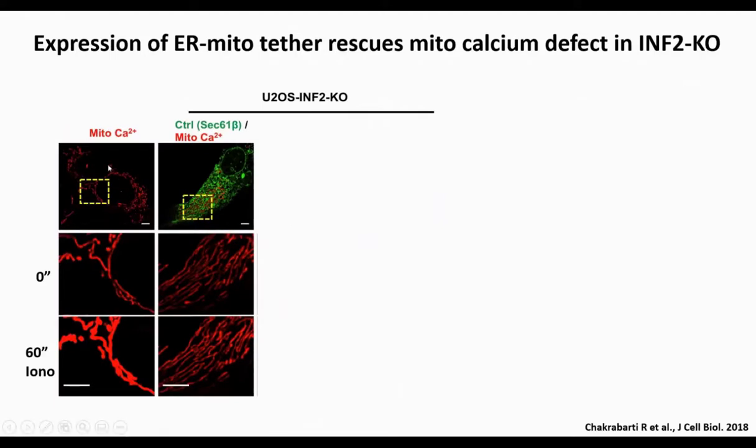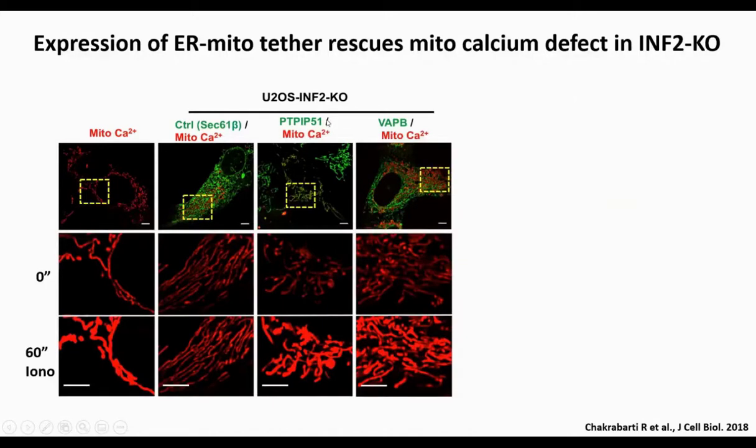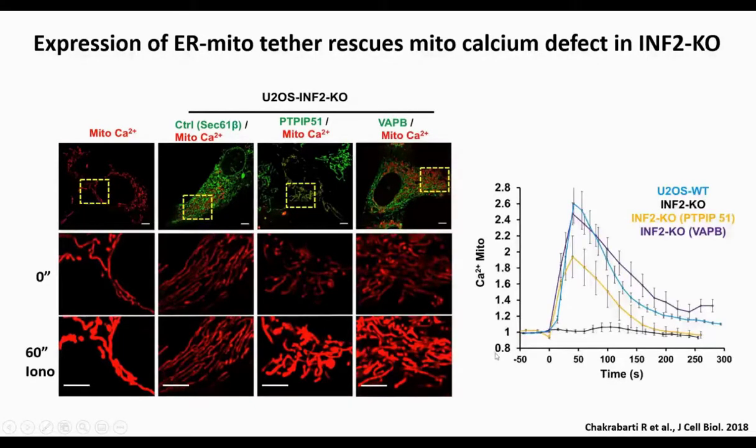So here are the images for whatever I say. The first lane is the wild-type cells with the mito-calcium here, and upon stimulation, you have a rise in the mito-calcium levels over here. In the INF2 knockout cells that have been transfected with a control marker called Sec61, which lodges itself on the ER, you don't have much of this calcium transfer happening. But if you overexpress PTPIP51, which is on mitochondria, shown here in green, or VAPB, which is on ER, shown here in green, both of these could rescue the mitochondrial uptake phenotype in the knockout cells, suggesting that, and this is the quantification.